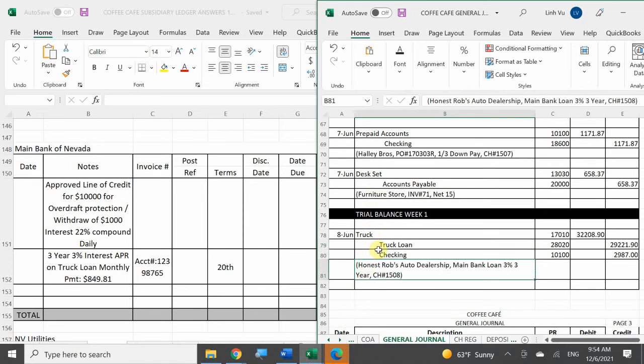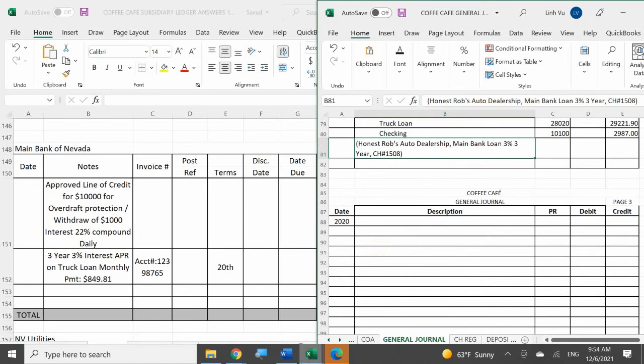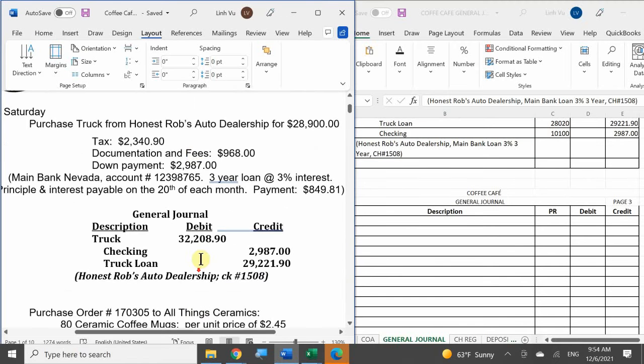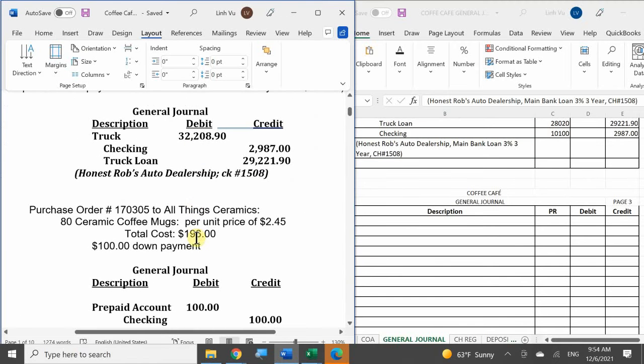So now that we finish our page 2, we are now on page 3. And let's see what happened next. Okay. Purchase order number 17305 to All Things Ceramics. Okay. And here we're going to buy a total of 80 ceramic coffee mugs. Each one is going to be $2.45 per mug. So in this case, we're buying 80 of them for a grand total of $186. Okay. This time, they require a $100 down payment.